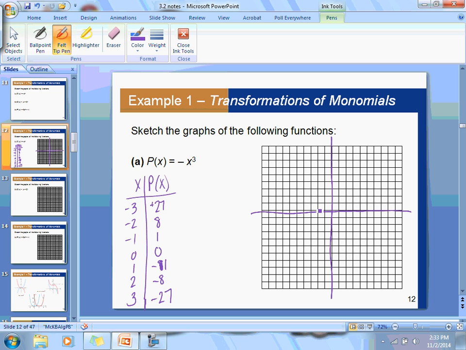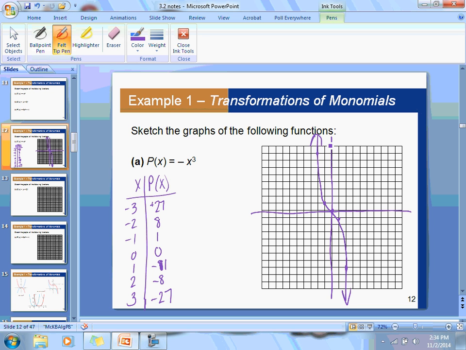But I can do negative 2, 8, and negative 1, 1, and then 0, 0, and 1, negative 1, 2, negative 8. Alright, so there's what our polynomial function will look like. It is one of those ones that has that little bump in the middle. And just like we said, that negative 1 out in front flips it around the x-axis.